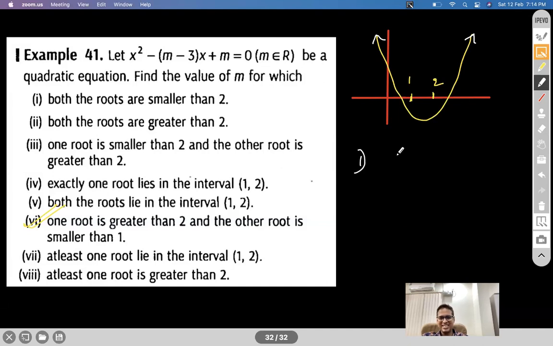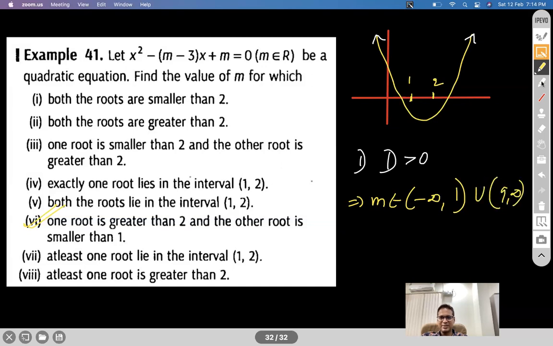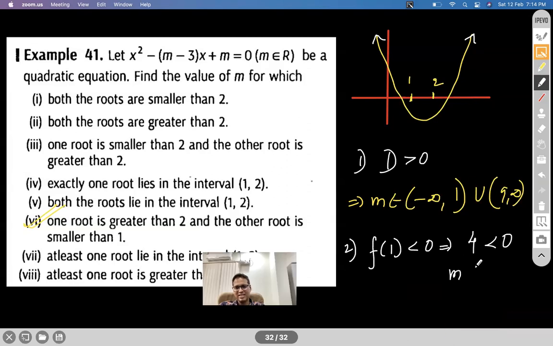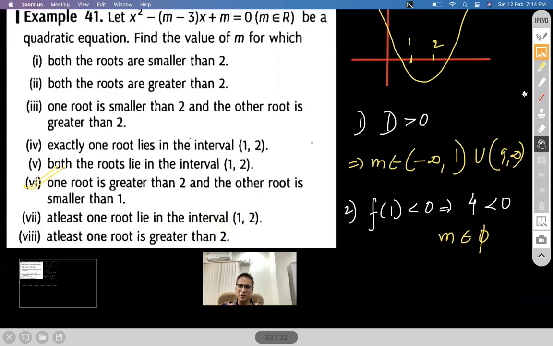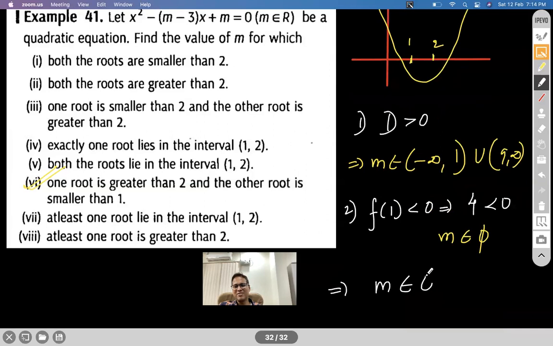So the first condition says discriminant should be greater than zero, right? Which clearly implies your M should be between minus infinity to 1, union 9 to infinity, correct? Second situation says A into F of K1 should be less than zero, correct? So here F of 1 should be less than zero, which gives you the shock when you realize that here itself it is violated. That means this condition will never be true in your life. Here itself, the story is over. Problem solved. The answer is no real values are going to satisfy it.